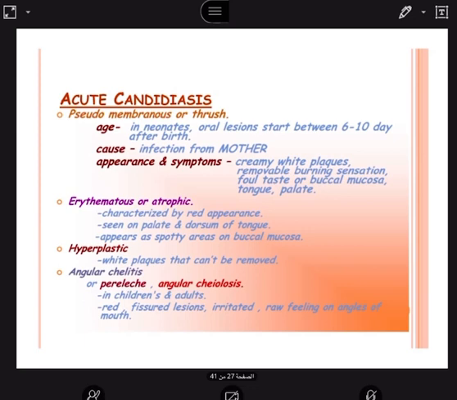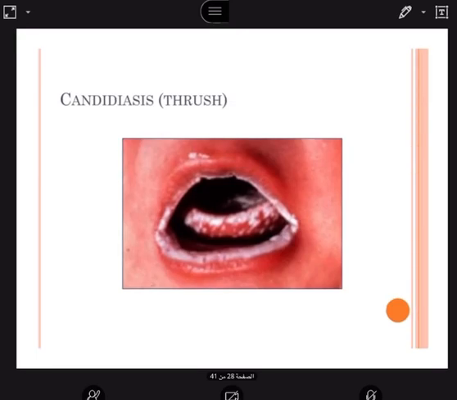Angular cheilitis or perleche or angular cheilosis, you can see it in both children and adults. You will find it basically on the borders of the lips, or around the corners of the mouth. You will find red fissured lesions, and an irritated, raw feeling on the angles of the mouth is where you see angular cheilitis.